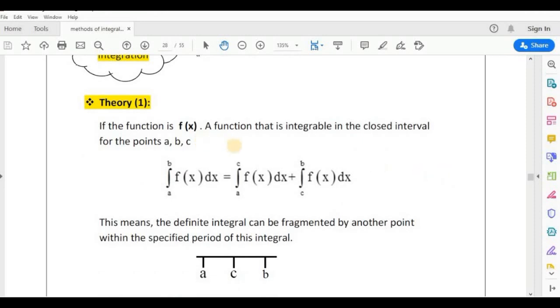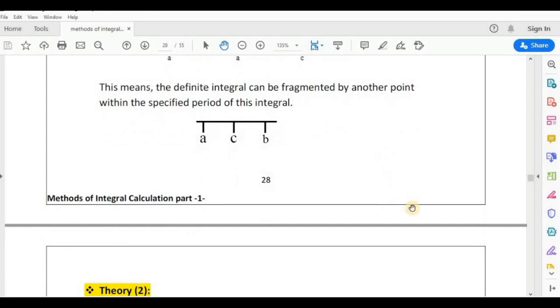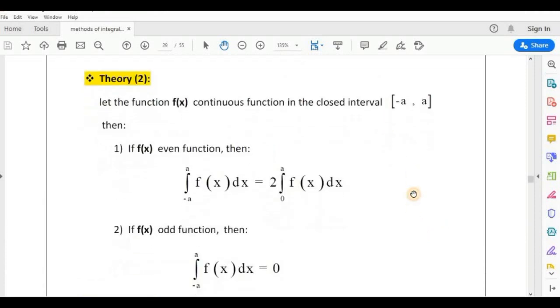Let's see this theorem. If we have this function f, and this function is integrable in the closed interval containing the points a, b, and c, and we have this definite integral, this means the definite integral can be split at another point within the interval. So we will take the integral from a to c, plus the integral from c to b. It is a simple concept.